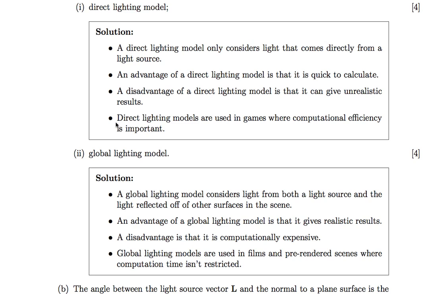So you'd use it in applications where you need it to be calculated quickly, i.e. in games, where computational efficiency is important. The global lighting model's advantage is that it gives realistic results, and the obvious disadvantage is that it's very computationally expensive. So you can't use it in computer games, but you can use it in things like films, where you can pre-render scenes where computational time isn't an issue.